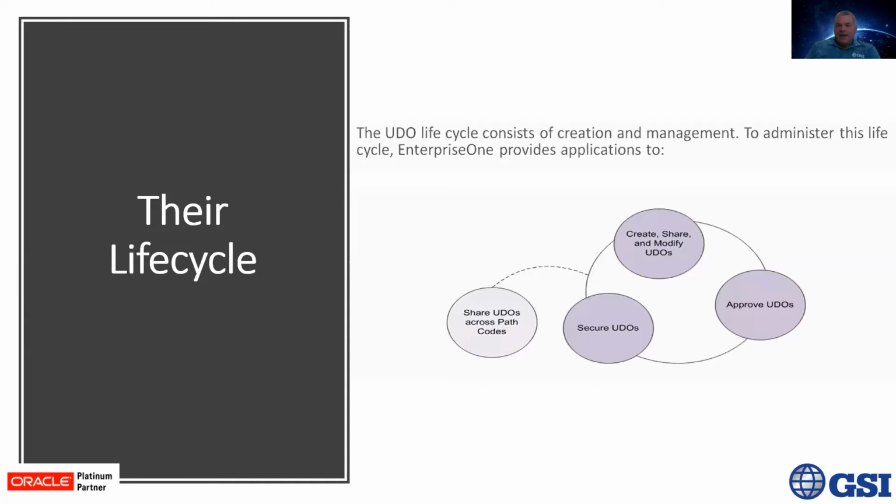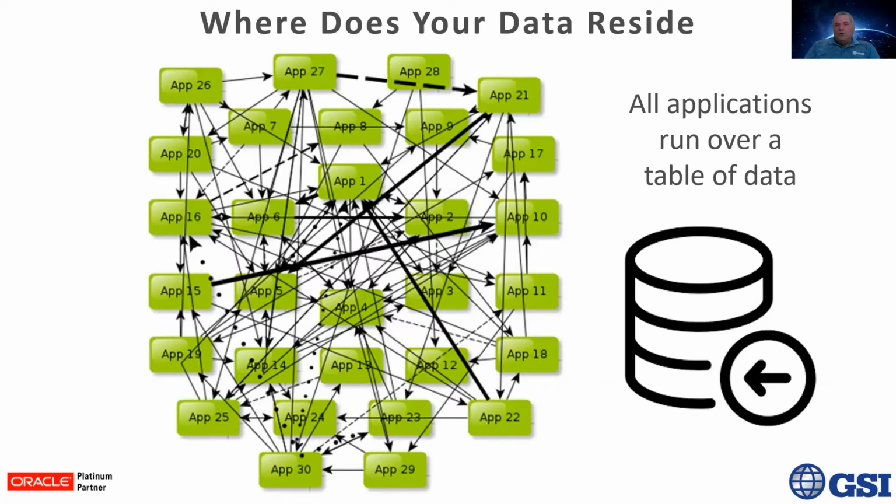So again, why are all of these things important? They're all important because when you look at your JD Edwards system, you have X number of applications you may deal with in a given day. Each one of those applications is going over a table of data. And that table of data has various pieces of information that you may need to see. And so you may have application 15 and application 10 that have information that you want to see together, but you can't because there's nothing there. There's no application in JD Edwards that marries that data together.